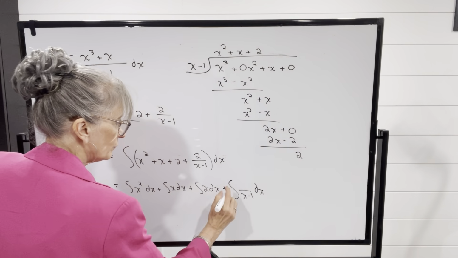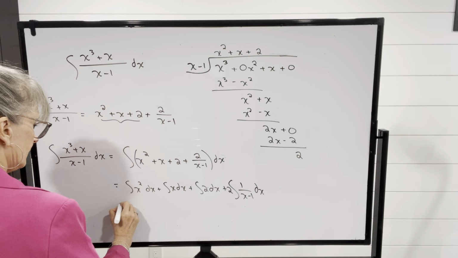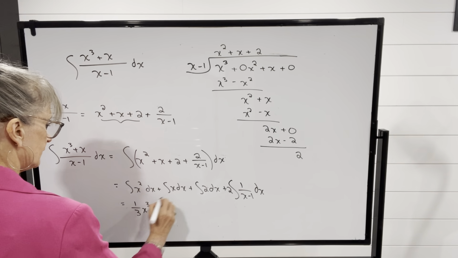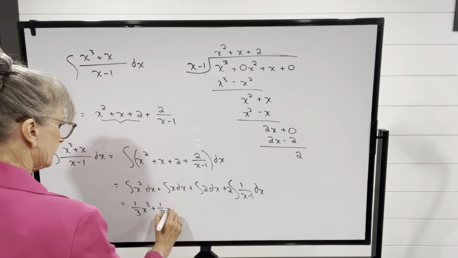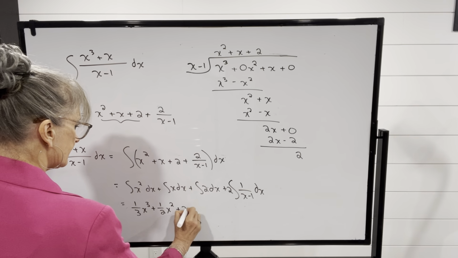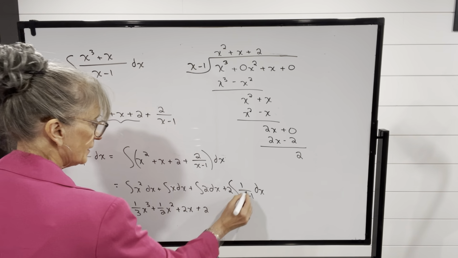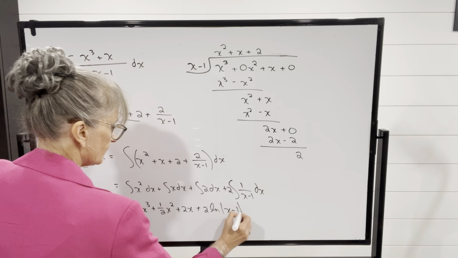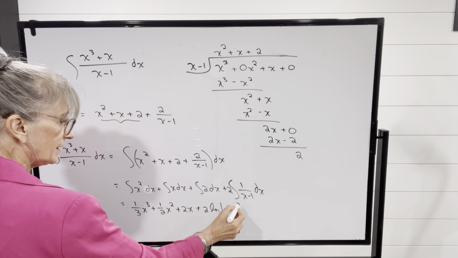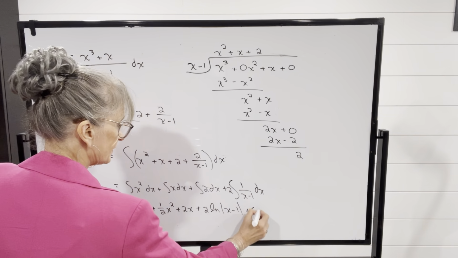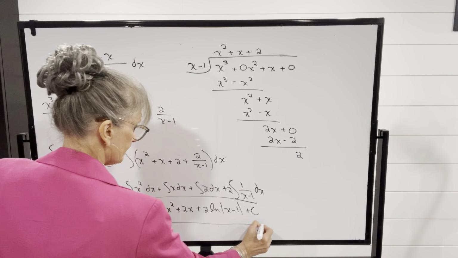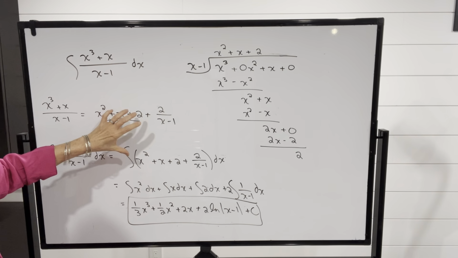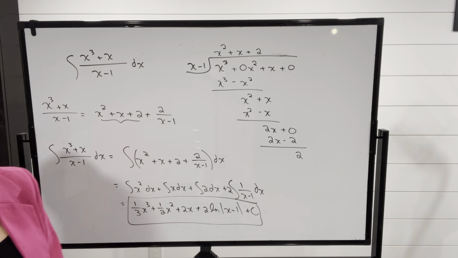Again, let's pull this coefficient out front. So the integral of x squared dx is 1/3 x cubed. The integral here is 1/2 x squared. Integral here is 2x. And then I have 2 times, this is my log form. So 2 times the natural log of x minus 1 in absolute value signs plus c. So make sure you do that division and break it down, and then hopefully you'll end up with something that you can integrate.